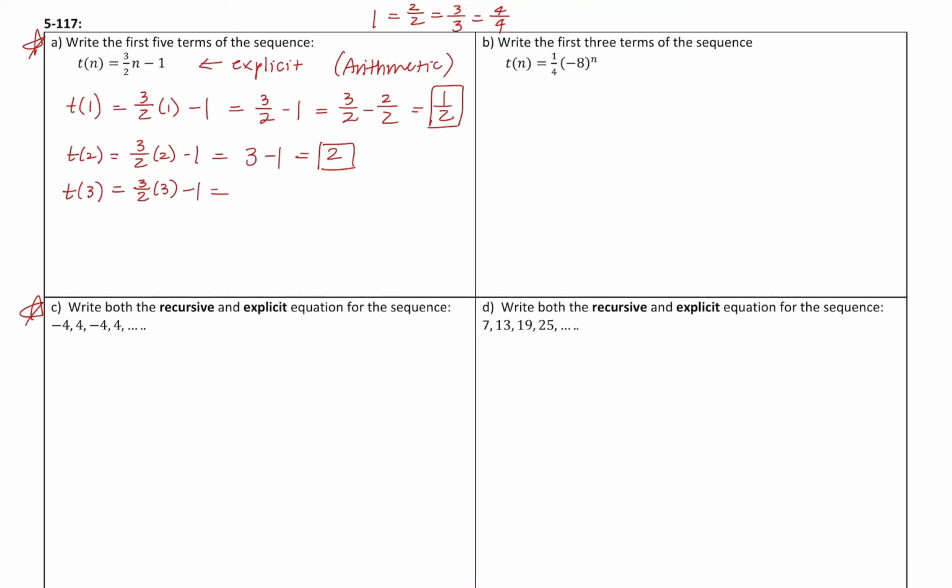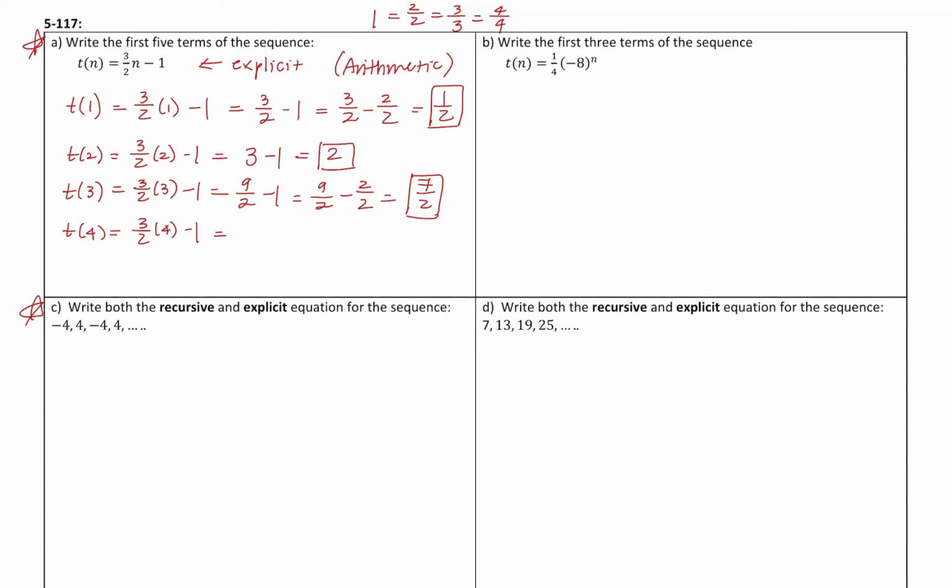Minus 1, so 9 over 2 minus 1. Same thing, I'm not even going to bother putting it in the calculator. I'm going to just write it as 2 over 2, which gives me 7 over 2. Don't need to change to a mixed number. Same thing with the 4. Okay, and you're just going to keep going with that.